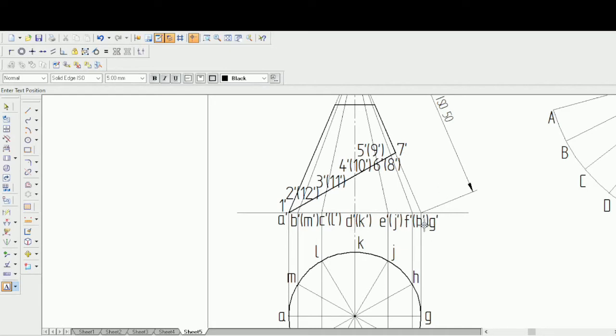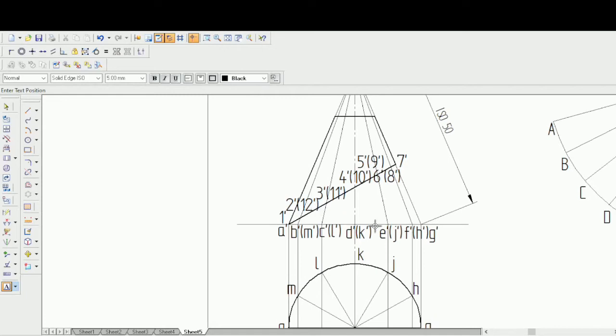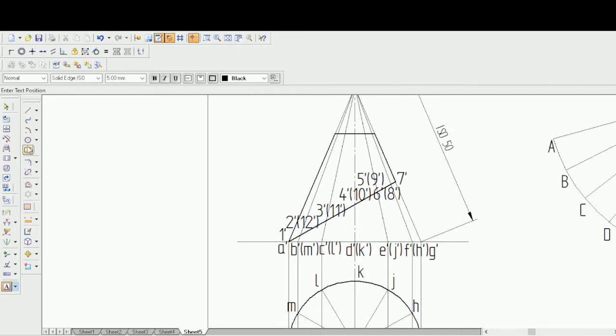Then again, come back: from H' as 8', J' we have given 9', K' we have given 10'. That is according to the alphabetical order, whatever we have given, that numbering we have given. L we have given 11 and M 12. So similarly, we will have to get these distances. Now you know this distance.